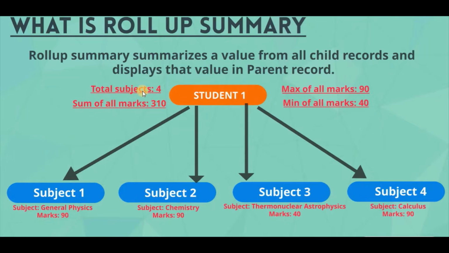Now if we want to calculate the total number of subjects on student records, let's say you open a student record and you want to see the total number of subjects, we can create a field called total subjects, which will summarize the total number of subjects here.